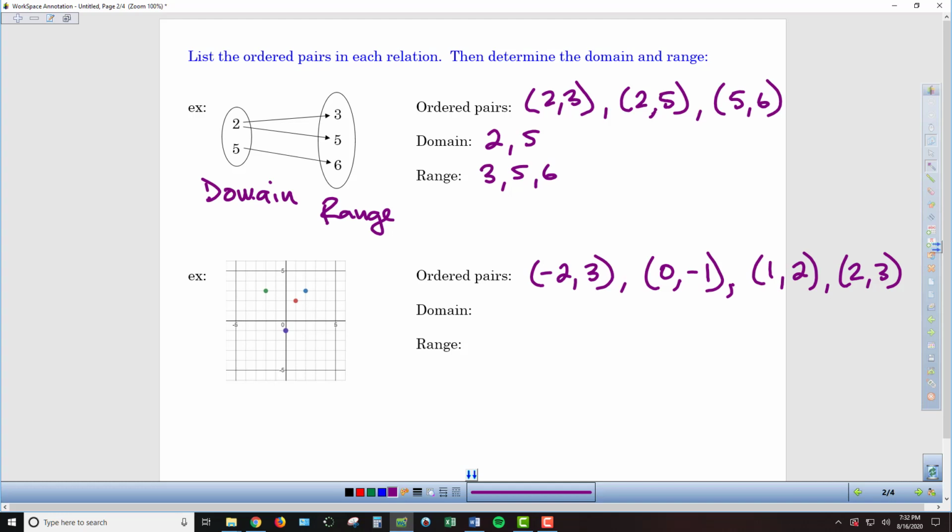And so then the domain is just going to be the collection of the x-coordinates that we see there. So I just look at each of these x-coordinates, and I'm just going to list them off one at a time. So -2, 0, 1, and 2. And then for the range, we're just going to label all of the y-coordinates. So I'm just going to underline all of those there.